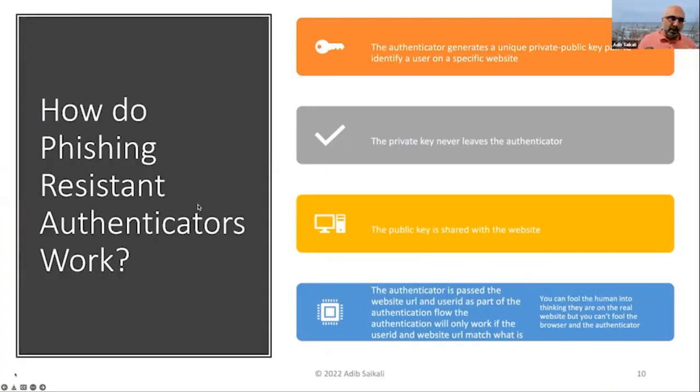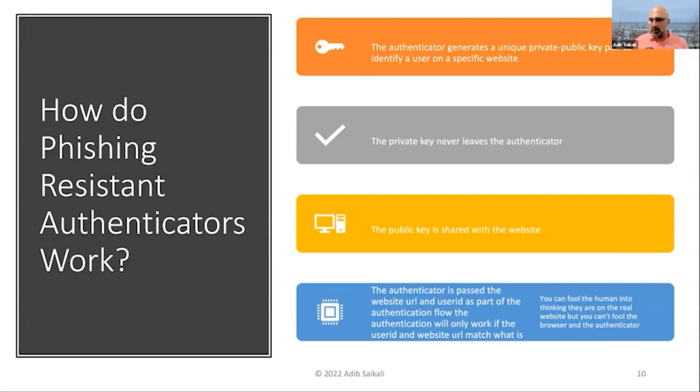So the way that these phishing-resistant authenticators work is the authenticator is going to generate a unique public-private key pair to identify a user on a specific website. The private key is never going to leave the authenticator. It's going to be stored in its secure storage facilities. The public key is what you share with the website that you're logging into.